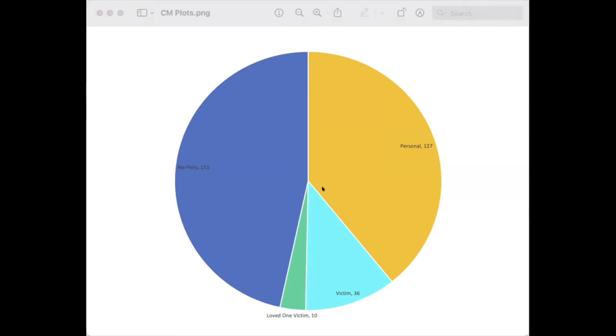The episodes where the character is a victim, there are 36 of those with an average rating of 7.89. And the episodes where a character's loved one is a victim, there's only 10 of those, but they have a much higher rating of 8.13. And finally, there are just 151 episodes that don't have any plots about a character.